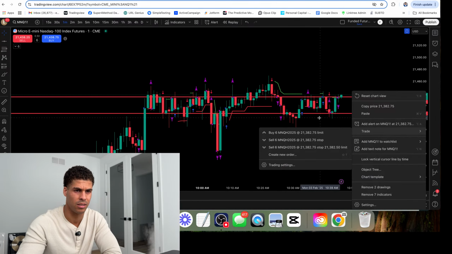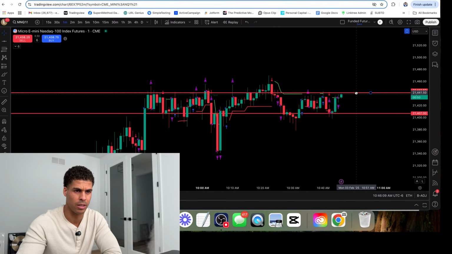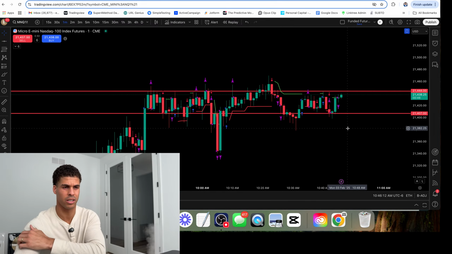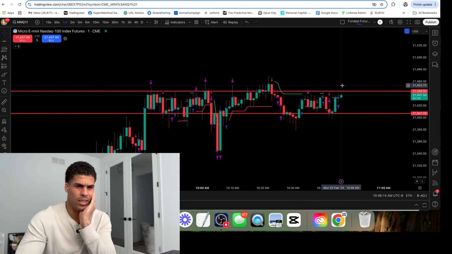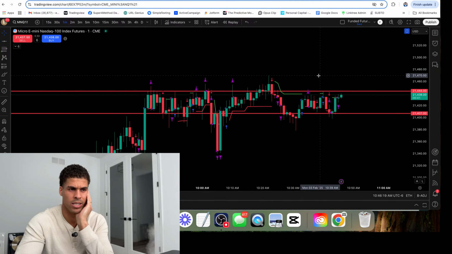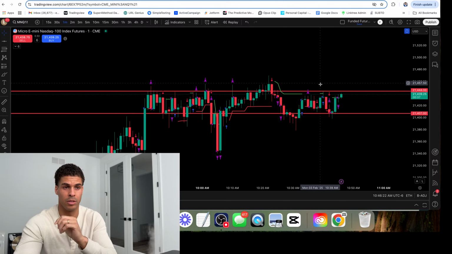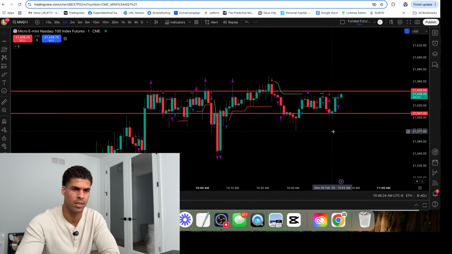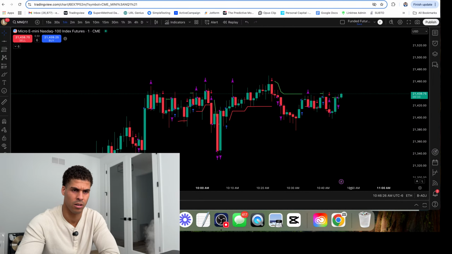Let's see. This level, I'll move it up a little bit. Right here looks challenging. But if we do break that, then the next logical place to go would be 54. So that's 10 points, and then 70, which would be a hell of a move. But that would be the next trade to look for.